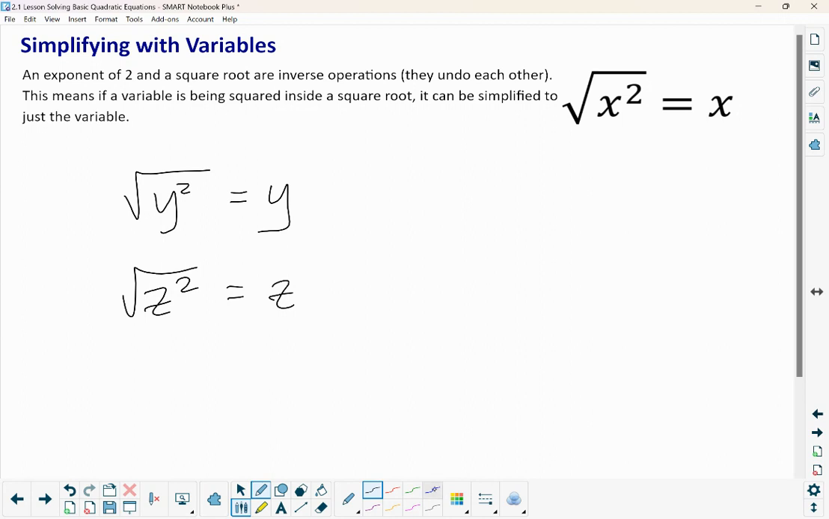Now, something that we can't simplify is if we just have the square root of x. We can't really do anything to that. There's not a power of 2 for the root to undo. So if we have a square root of x, it's just going to stay as a square root of x. If we had a square root of y, it would just stay as a square root of y. It's just when we have a power of 2 on our exponent that we can simplify.